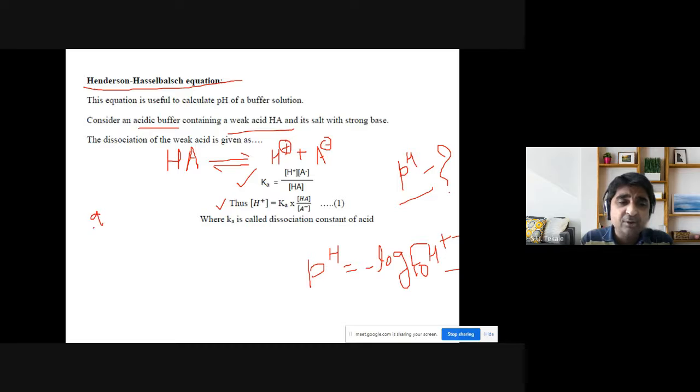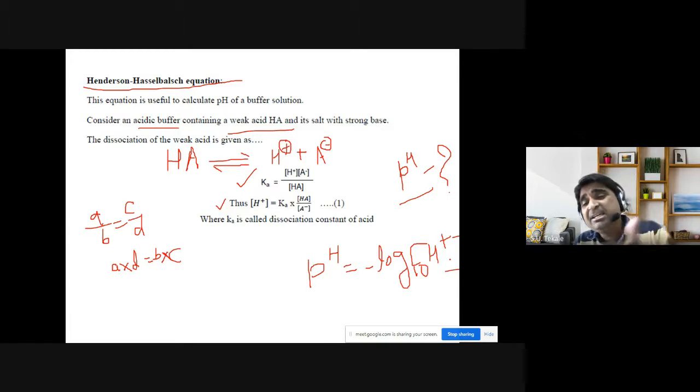If we have A upon B equal to C upon D, that is two equal fractions, then A multiplied by D is equal to B multiplied by C. So we do that cross multiplication and get the value of H plus ion concentration. Again, why take the value of H plus ion concentration? Because pH is defined in terms of H plus ion concentration, right?